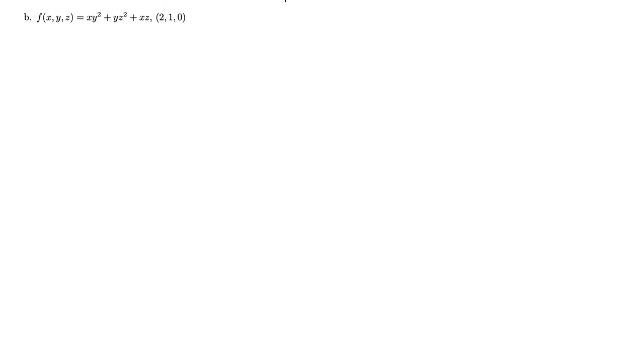All right, so now we're going to take the gradient of this function. Notice that it is a function of three variables. So our gradient is going to be partial with respect to x is going to be the x component, partial with respect to y is the y component, and then partial with respect to z is the z component. Like that.